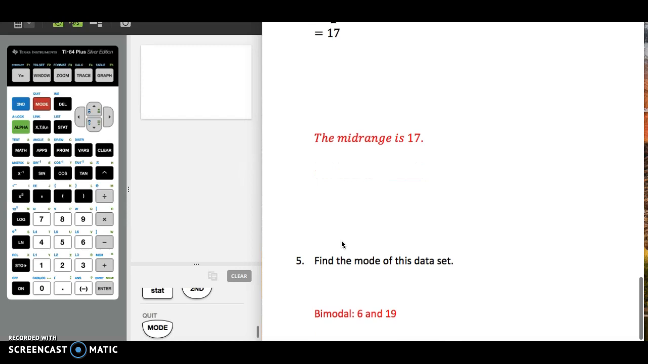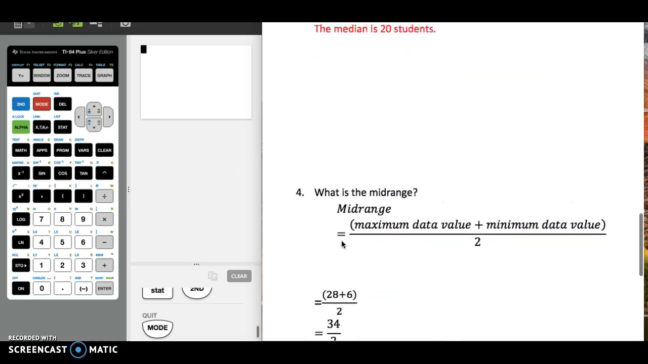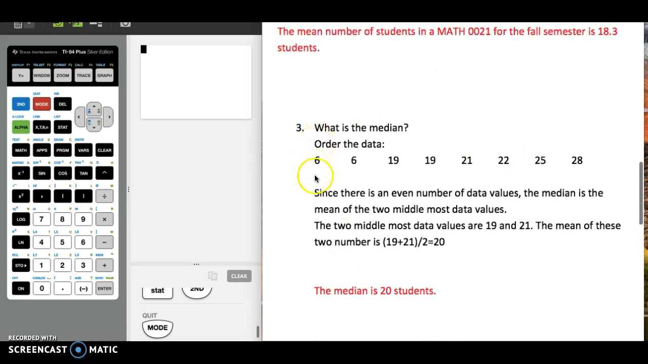Find the mode of the data set. Well, it's always helpful when you're finding the mode to list your data values in order. I did that up here with the median, so we're going to go ahead and look at that. And remember, the mode is simply the values that occur the most, or with the same greatest frequency.